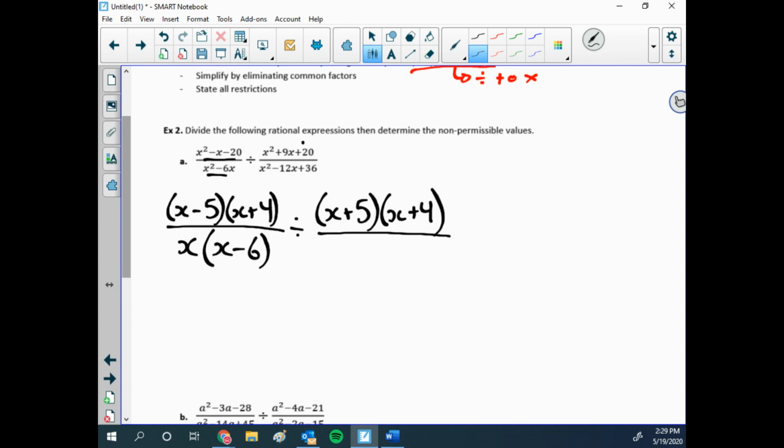So again, I can use that shortcut. A is equal to 1. So looking for two numbers that multiply to 36 but add to negative 12. And that would be x minus 6 and x minus 6. Once I've factored everything, then I can do my work.